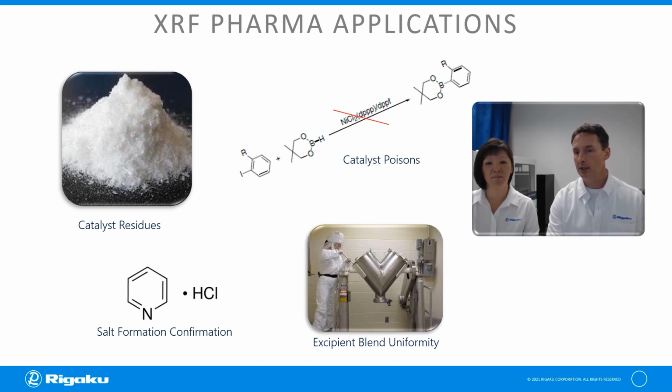But we're covering a lot of these topics, including looking at XRF to investigate catalyst residues. This would be used in your process chemistry groups, looking at catalyst poison. So catalysts that aren't performing well, are there elements in there that are inhibiting the performance, as well as in salt formation. Depending on where you are in the formulation process, if you're in early formulations and you do things on form, whether it be salt or polymorphs, you might benefit from this, but this is a separate session here. We're looking at carbon, nitrogen, oxygen analysis for stoichiometry. And then, of course, excipient blend uniformity. That's one of the things that we're gonna focus on in this session here.